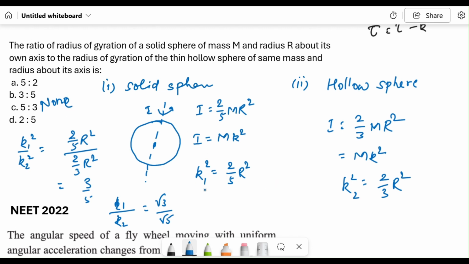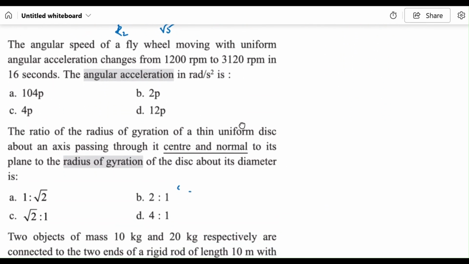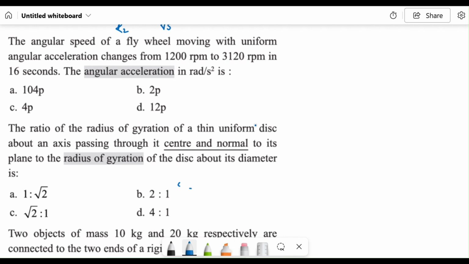Okay, now moving to the next one. The angular speed of a flywheel moving with uniform angular acceleration changes from 1200 revolutions per minute to 3120 revolutions per minute. So let's say this is the initial angular velocity, or angular speed if we are ignoring direction for the time being.